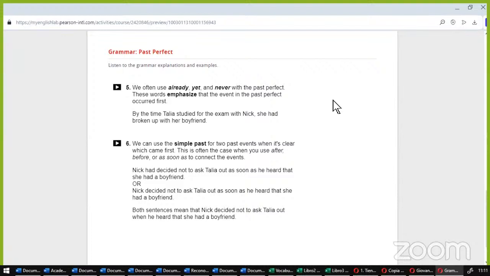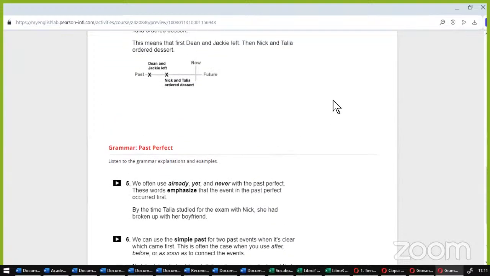We can use the simple past for two past events when it's clear which came first. This is often the case when you use after, before, or as soon as to connect the events. Nick had decided not to ask Talia out as soon as he heard that she had a boyfriend. Or Nick decided not to ask Talia out as soon as he heard that she had a boyfriend. Both sentences mean that Nick decided not to ask Talia out when he heard that she had a boyfriend. Okay, great.